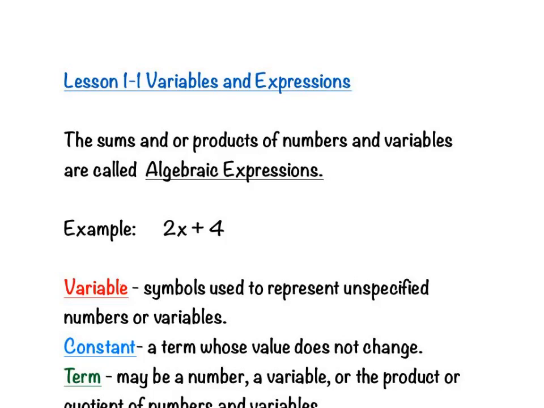Our first term that I want to define for you is an algebraic expression. An algebraic expression is the sum or product of numbers and variables. An algebraic expression, once again, is the sum and/or products of numbers and variables. An example of an algebraic expression would be 2x plus 4.